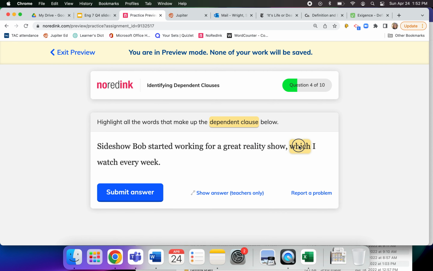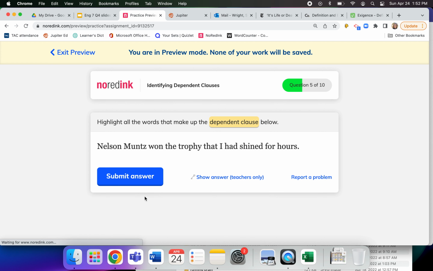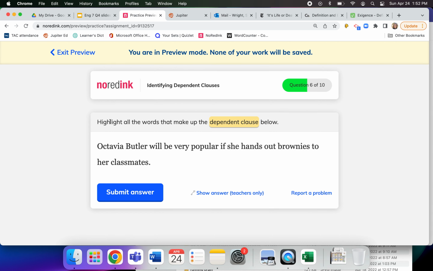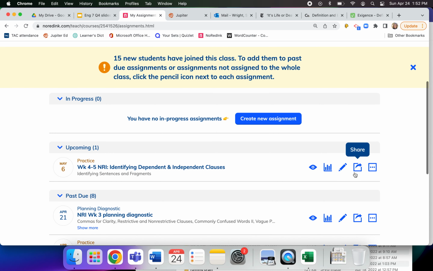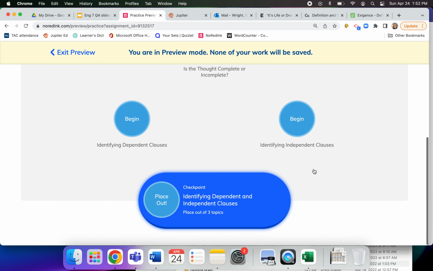Sideshow Bob started working for a reality show, which I watch every week. Right? So pretty much it's whatever follows one of those conjunction-type words. That's information, a thought that in a different context could be its own complete thought, could be its own sentence, but because this kind of word sets up a relationship between ideas, it makes it a dependent clause. All right, let's exit that preview again. And let's look at just the final bit. Let's look at this part where it puts it all together.